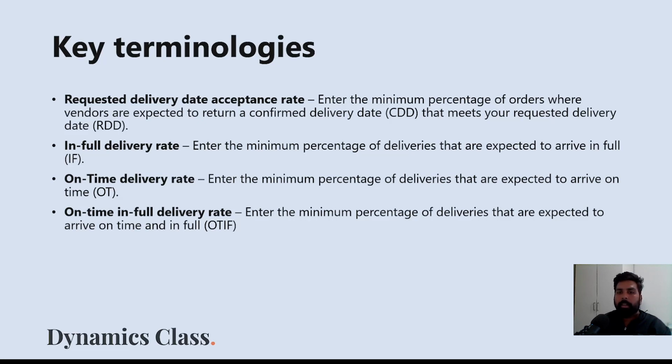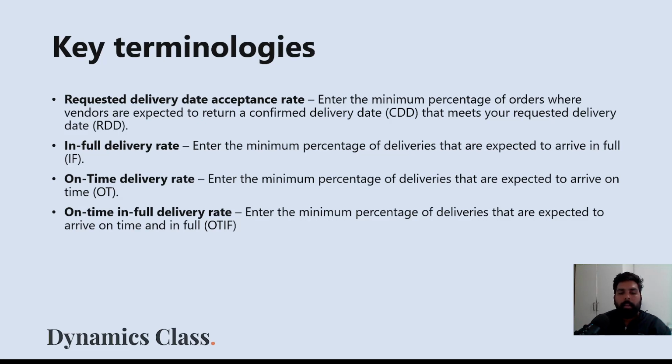So if I have raised 100 orders for the suppliers, and I expect that 90% of the orders should be delivered fully, there should not be any under delivery for those orders, right? So that percentage, as per my organization policy or as per my expectation, we should enter for the in full delivery rate. That is the minimum expectation for the complete delivery of the order.